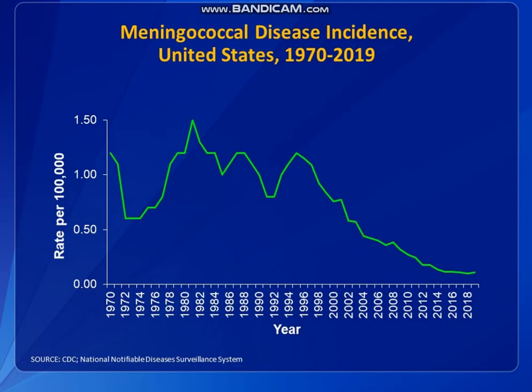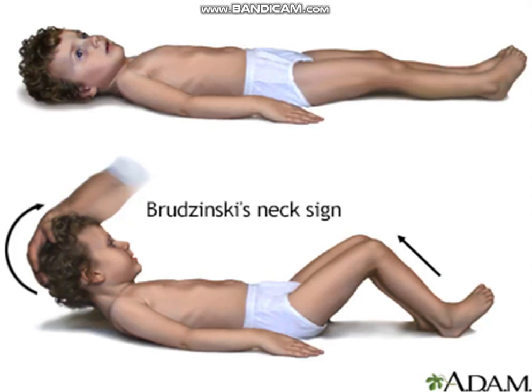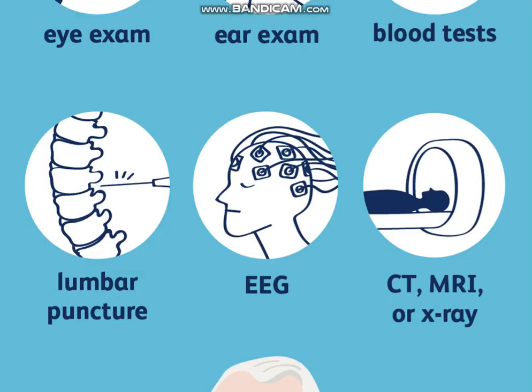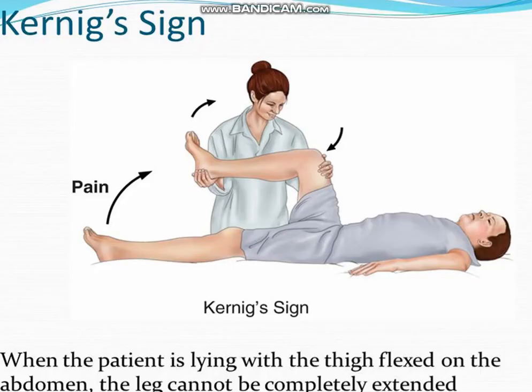Incidence is how many patients occur throughout the year. Brudzinski sign: when we try to flex the neck toward the chest, it is unable to be done, and there is pain and flexion of the legs. We examine the eye and ear, and do blood tests, lumbar puncture, EEG, CT, MRI or X-ray. Kernig sign is positive when the patient lies with the thigh flexed on the abdomen and the leg cannot be completely extended.